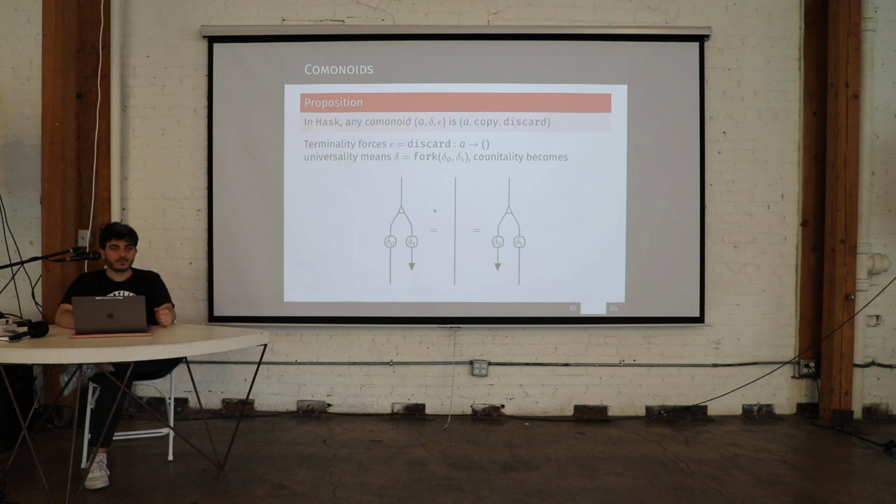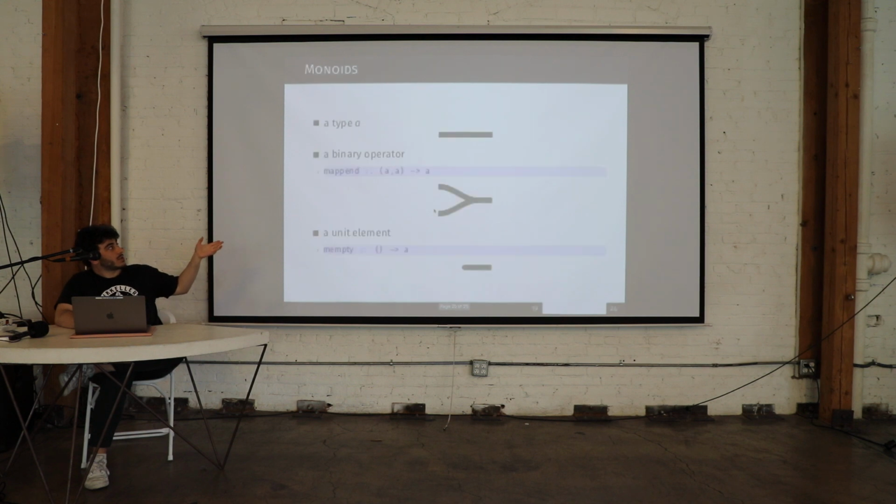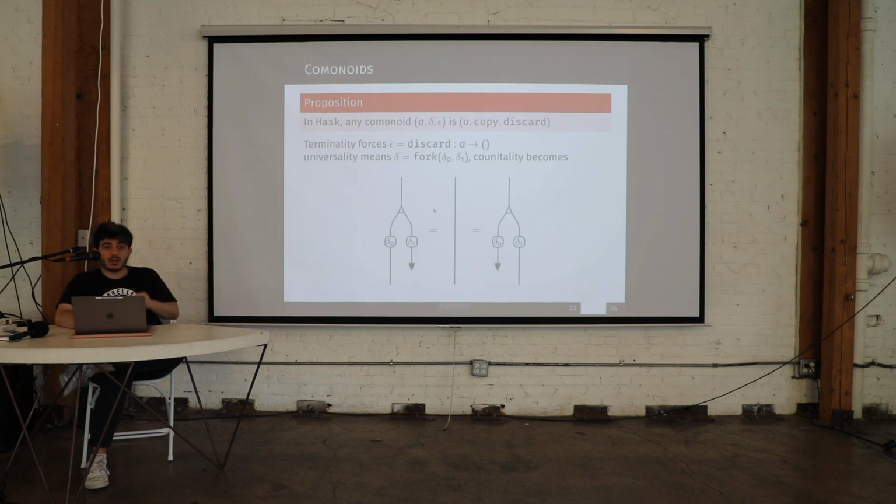So what about comonoids? Comonoids may seem mysterious, but in principle, they are literally monoids backwards. So instead of something that goes from 2 to 1, something goes from 1 to 2. Instead of something that goes from 0 to 1, something goes from 1 to 0. But because of this Cartesianness, in Hask, or in the math world Set, almost the same thing conceptually, any comonoid A, delta, epsilon literally reduces to A, copy, discard. Why is that? Well, terminality, which means that to the unit type there's only one unique map always, means that epsilon has to be discard. There's literally no other map we can have.